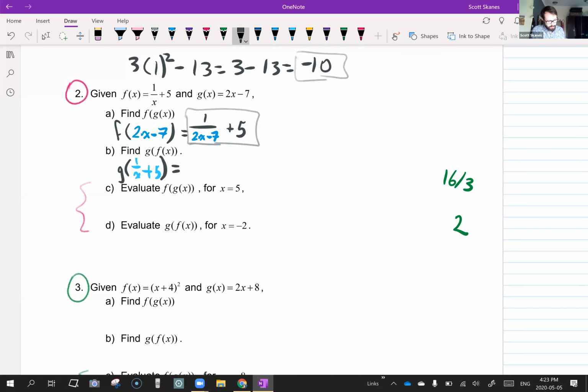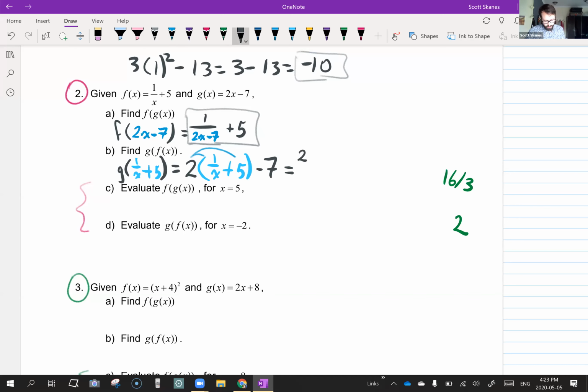So I'm going to replace all the x's in g. That's this one. That's 2. I'm going to replace that x with 1 over x plus 5. I still have the minus 7 on the outside. And then, of course, we need to multiply through. And it looks like we're going to get what Hamza got here.